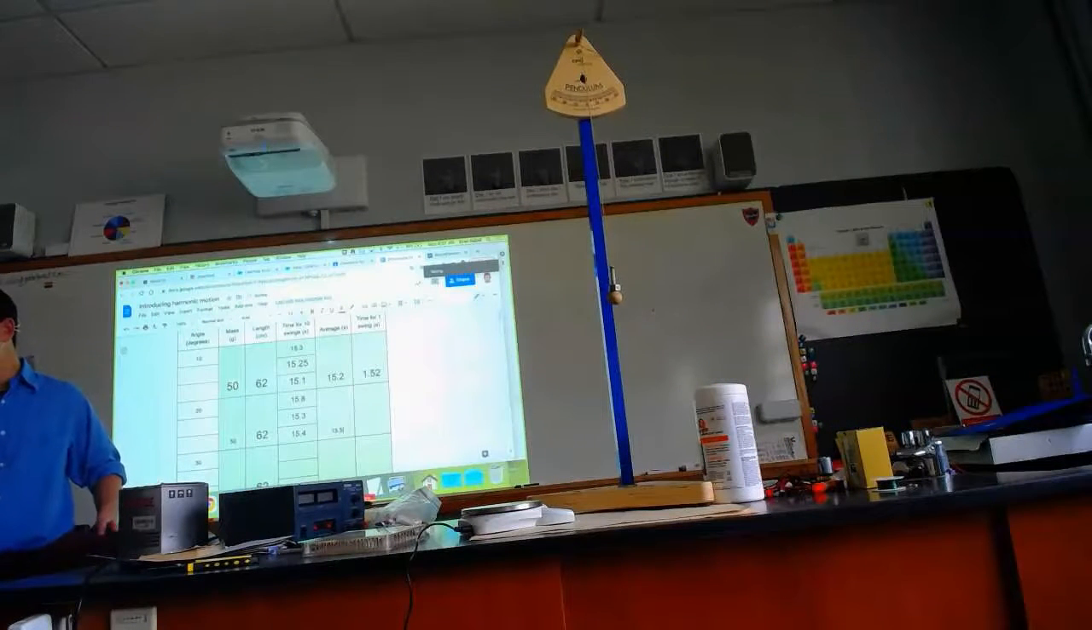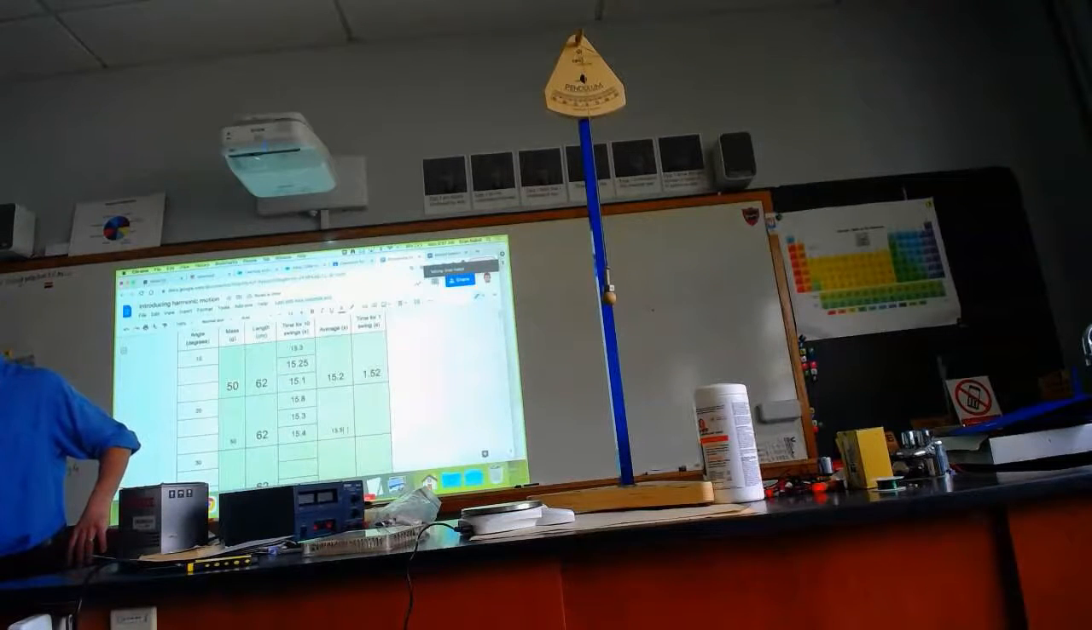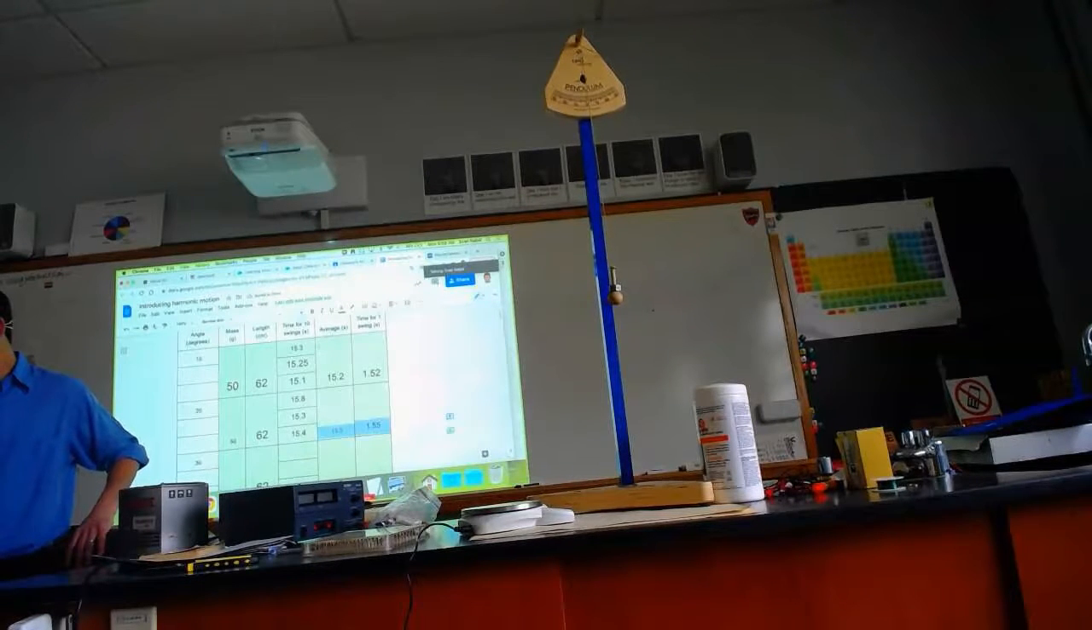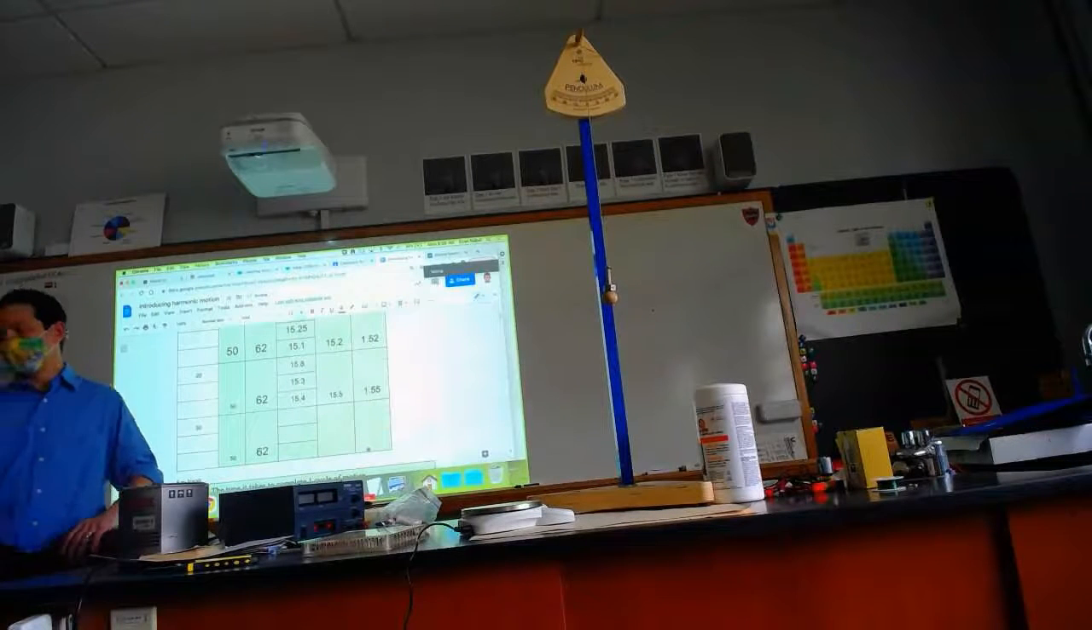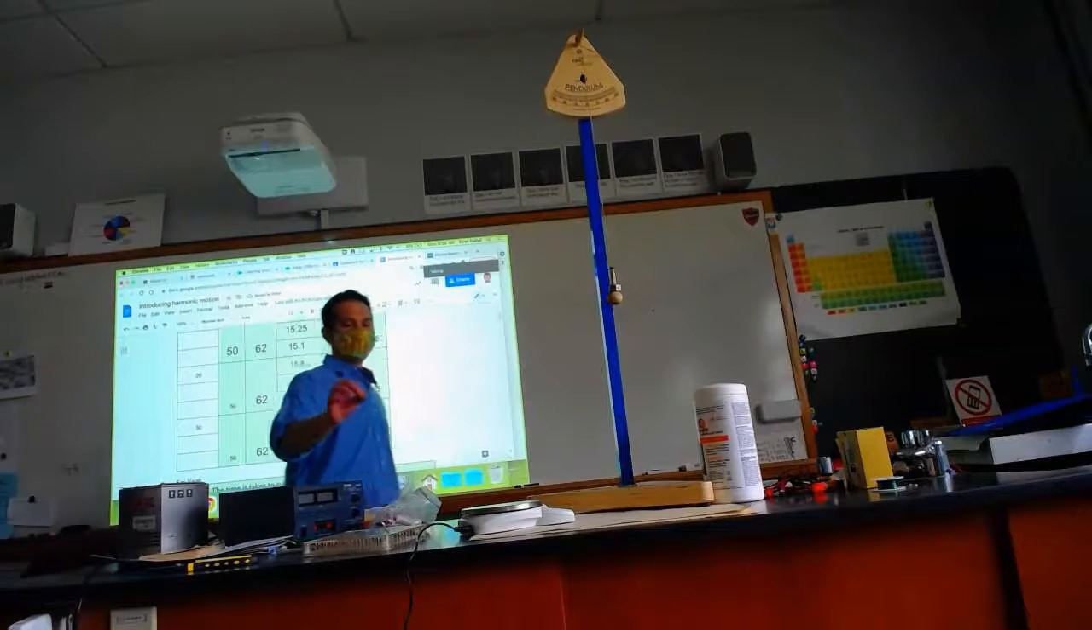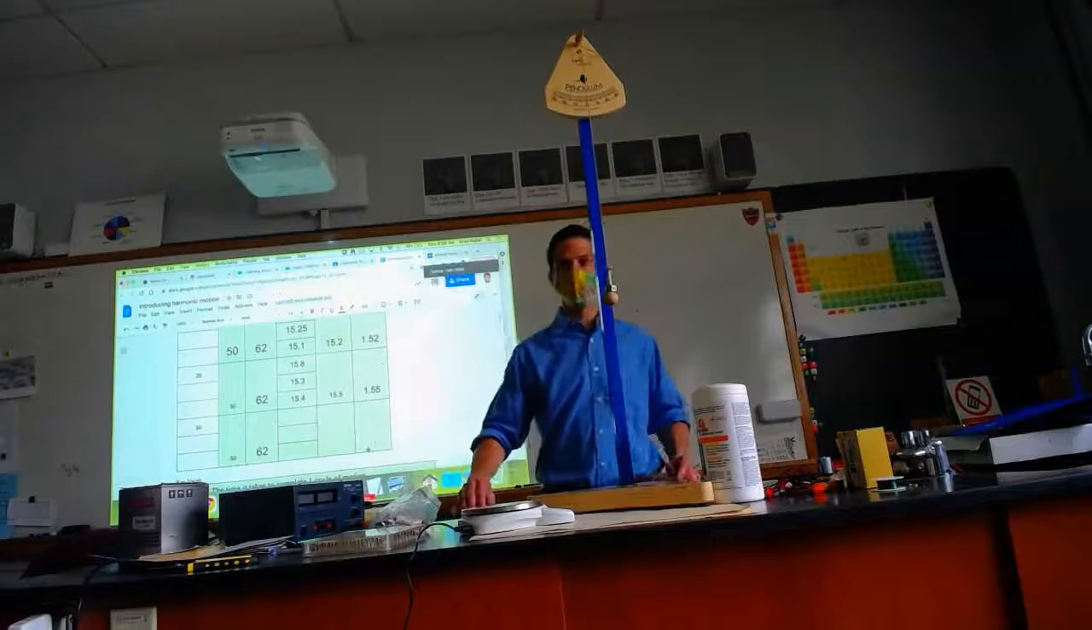So that's how long it takes for 10 swings. Gotcha. So for one swing, we're saying divide that by 10. And we get 1.55 after 1 swing, good. I didn't divide it by 20. No, 10 swings, right? This is the average.